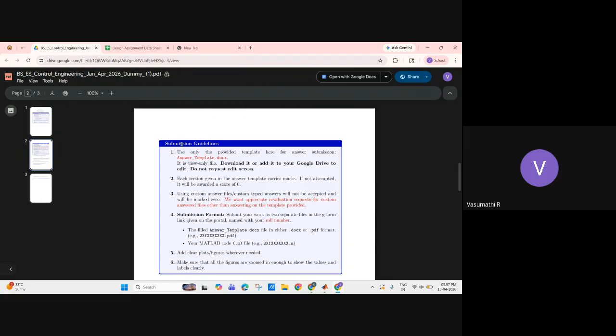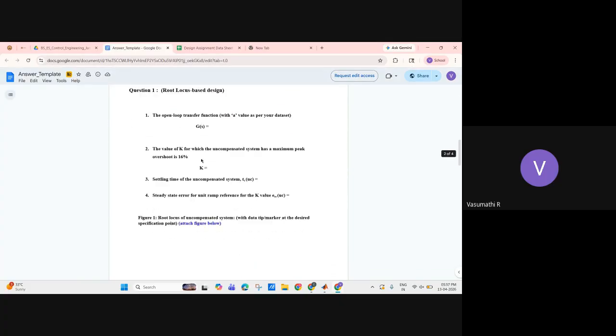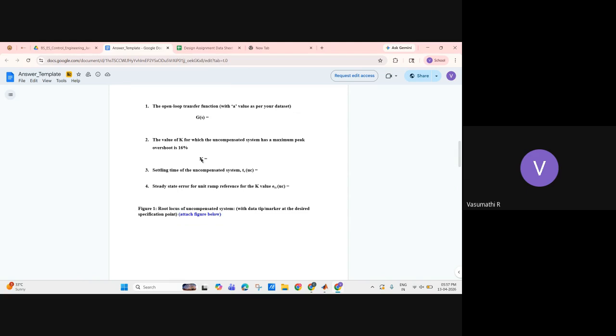If you come here to the submission guidelines, there is a link like answer template. This we made to make it easy. Some people don't know what to include and how to write. So that's why we gave this guidance. Please follow this template.